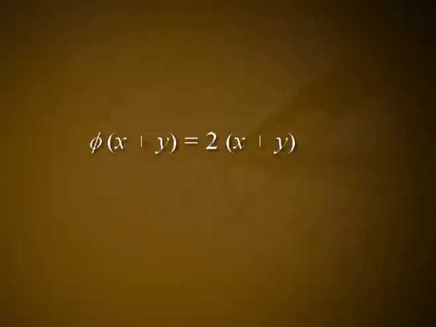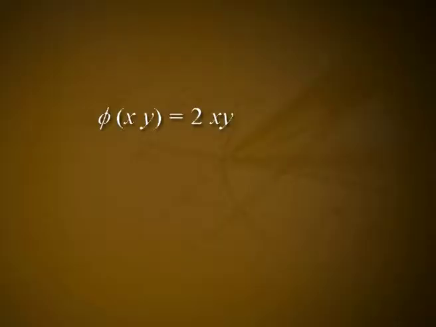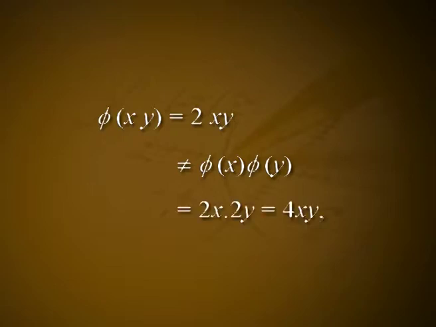Is it an isomorphism? Solution: since phi of x plus y is equal to 2 into x plus y, which is equal to 2x plus 2y, which is equal to phi of x plus phi of y, condition 1 of homomorphism is satisfied. But if both x and y are not equal to 0, phi of x into y equals 2 into x into y, which is not equal to phi of x into phi of y, which is equal to 2x into 2y, which is equal to 4 into x into y. So condition 2 is not satisfied. Hence, phi is not a ring homomorphism, hence also phi is not an isomorphism.